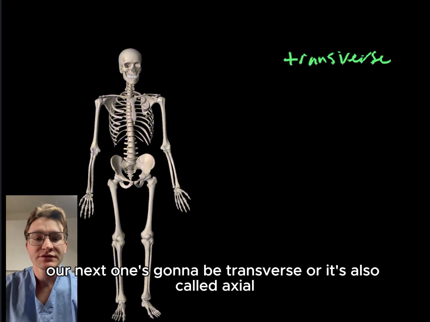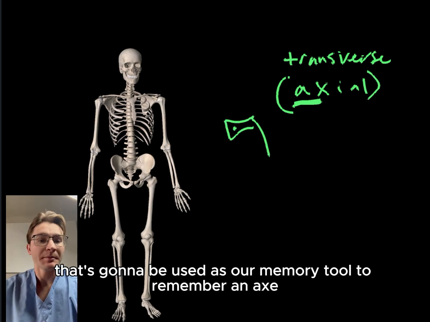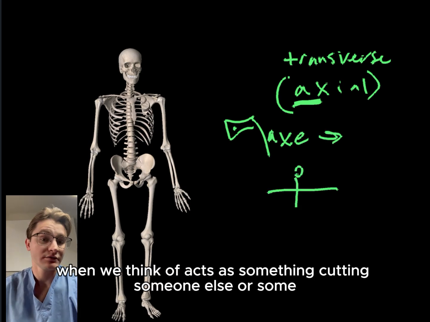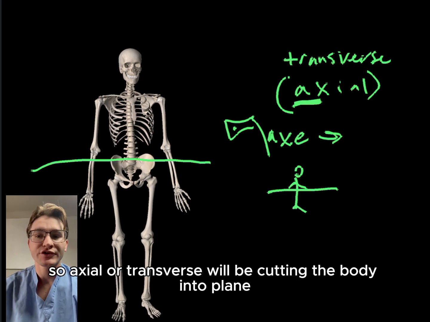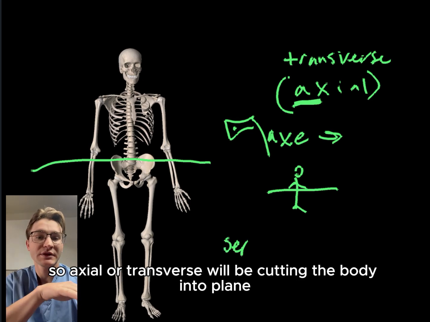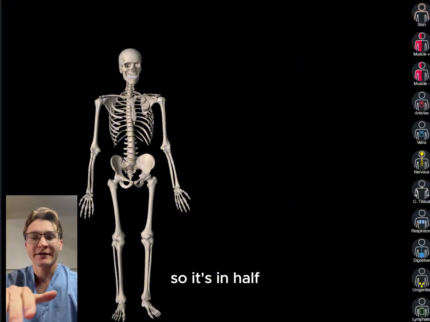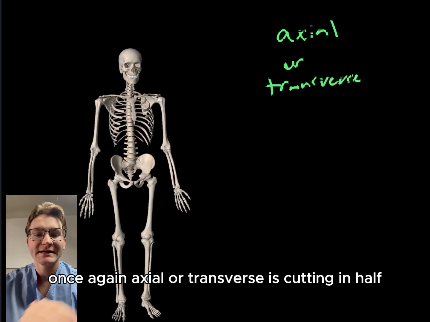All right, our next one's going to be transverse, or it's also called axial. Look at the axe. That's going to be used as our memory tool to remember an axe. And usually when we think of axe as something cutting someone else or some object, it's cutting it in half. So axial or transverse will be cutting the body into the plane that separates the upper and lower halves of the body. So it's in half. Once again, axial or transverse is cutting in half.